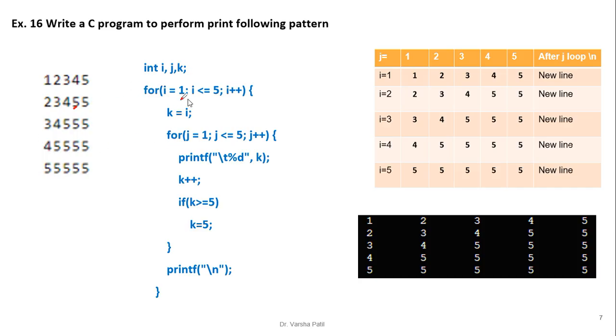So i equals 1, i is less than 5, i plus plus, whatever the value of i becomes is given to k, and k will be incremented. We have to increment k, but if k is greater than or equal to 5, what we have to do is k plus plus, then k equals 5. So it will print 5, but when it is greater than or equal to 5, for example 6 7 8 9, it will make it 5.